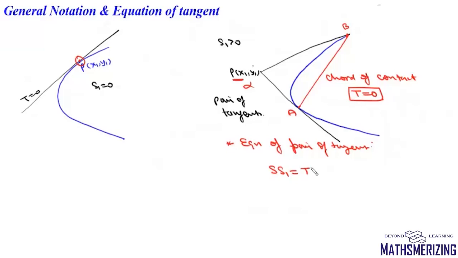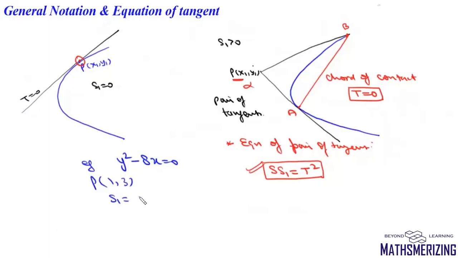SS1 equals T square. So if we have to find the combined equation of the pair of tangents, that equation can be represented as SS1 equals T square. Say, for example, suppose we have this parabola, y square minus 8x equals 0, and suppose we have this point (1, 3). We'll find S1. This is 9 minus 8, which is 1, which is greater than 0. So that means this point P lies outside this parabola.